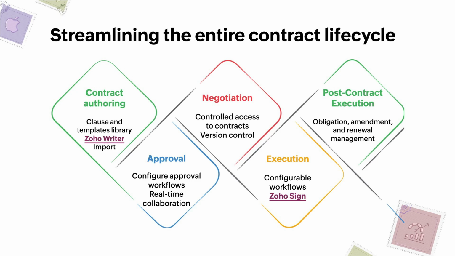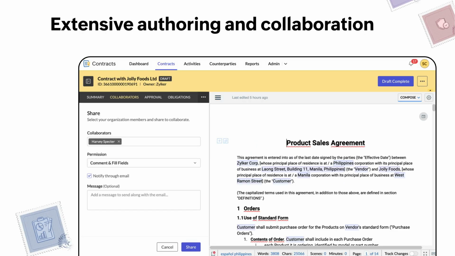So where exactly we are streamlining the contract lifecycle is that we are offering the tool that allows you to author contracts, get them approved internally, and send them out for negotiation. All of this is not available in Sign. It is an add-on that comes with Contracts. So you have the ability to negotiate, and then you have execution, which happens via Sign, and then you have the post-contract execution, which deals with obligations, amendments, and renewals, and so on. So I'm going to run you through some screens of what Zoho Contracts looks like so you can understand how you can pick this product up.